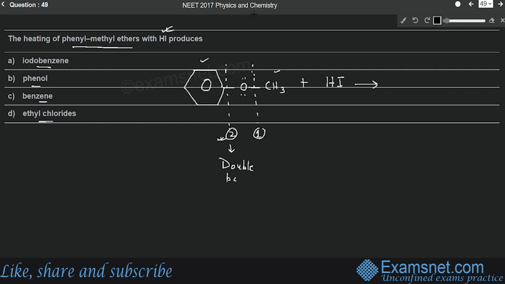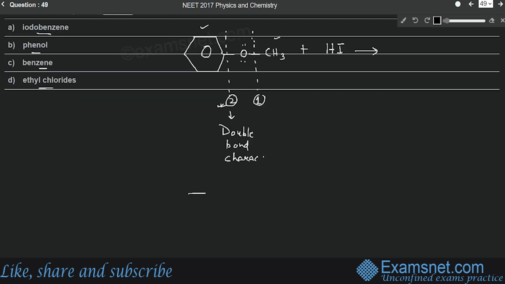So this bond will be stronger as compared to bond 1. So this will be difficult to break. So bond 1 can easily be broken. So this is the bond that will be broken. Okay, bond 1. So let's see.